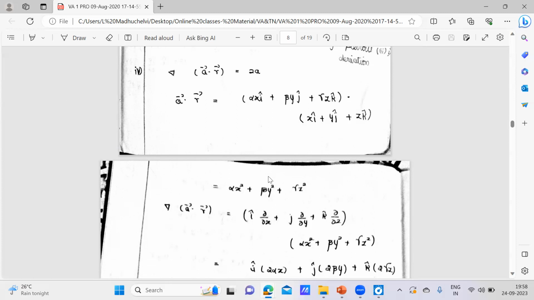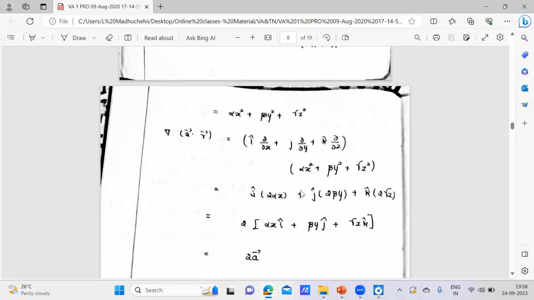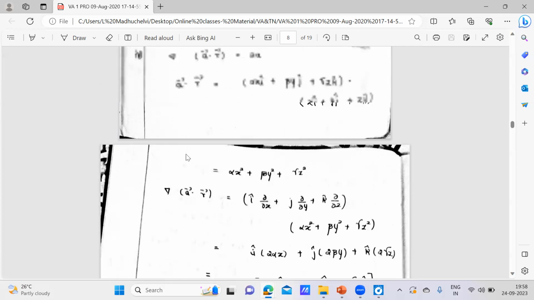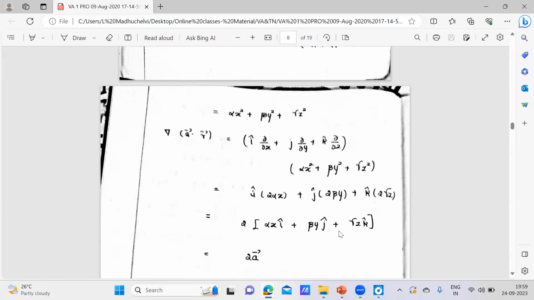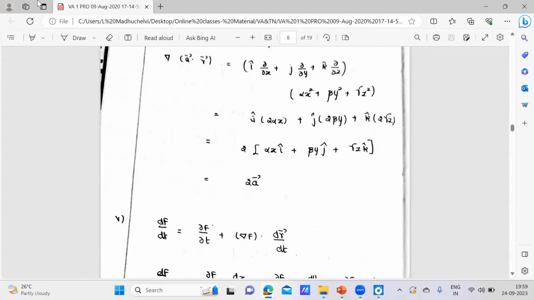That is equal to alpha x squared plus beta y squared plus gamma z squared. So del of A dot R is i ∂/∂x plus j ∂/∂y plus k ∂/∂z of alpha x squared plus beta y squared plus gamma z squared. That is equal to i 2 alpha x plus j 2 beta y plus k 2 gamma z.